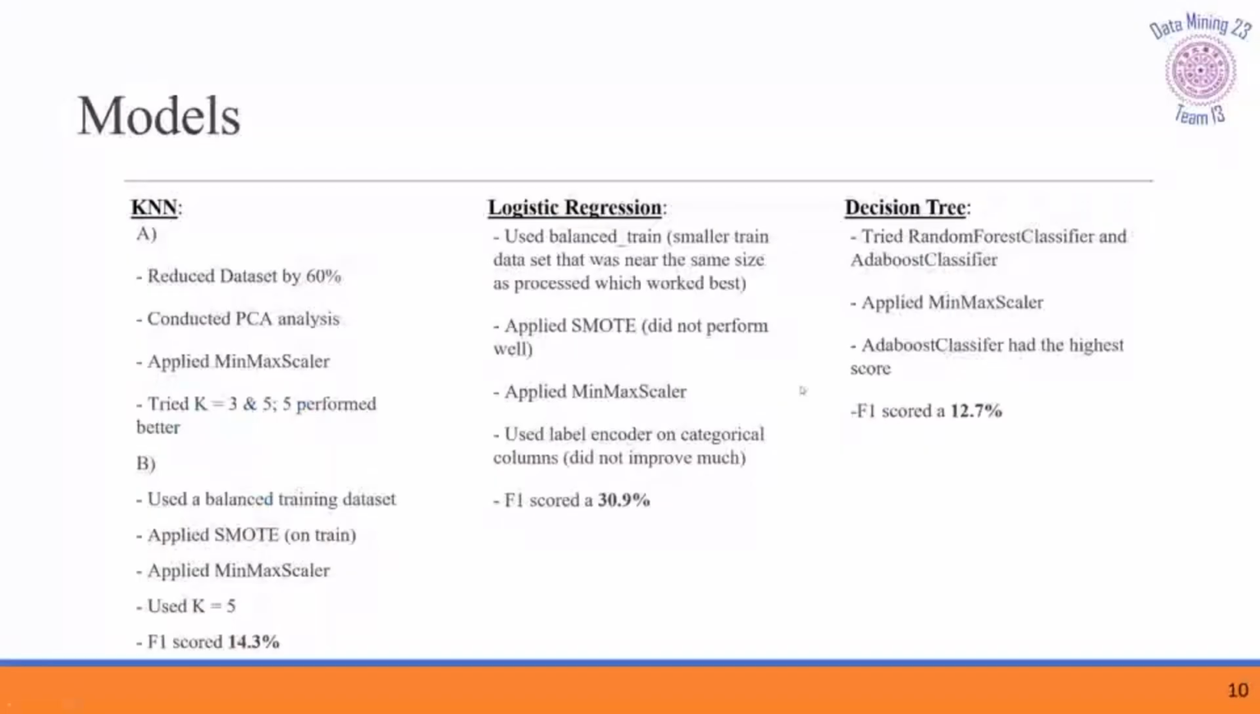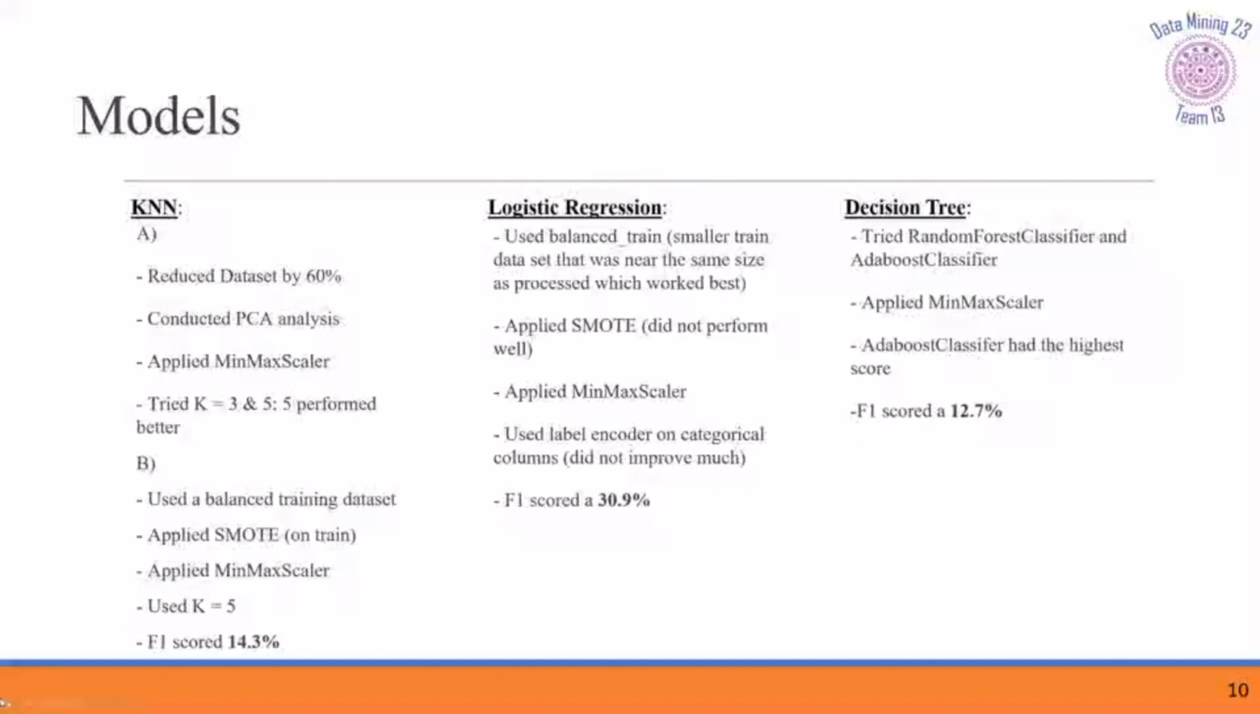Hi, I will talk about models next. We used 3 different models: KNN, logistic regression, and decision tree. With KNN, we tried 2 different approaches. With approach A, we tried a reduced data set, reduced by 60%. We used PCA analysis and applied min-max scaler. We used 2 K values, K equals 3 and K equals 5.